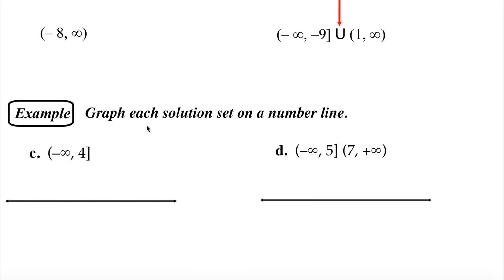It says graph each solution set on a number line. Well, what does this interval look like on a number line? Well, it has the endpoint 4. It's a closed dot because it's a bracket, and it's all the stuff to the left. So that should look like that. On this one, there's a closed dot on 5 and all the stuff to the left. An open dot on 7, it's not included, and all the stuff to the right. So that's what that graph would look like.